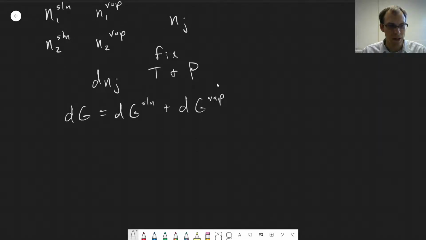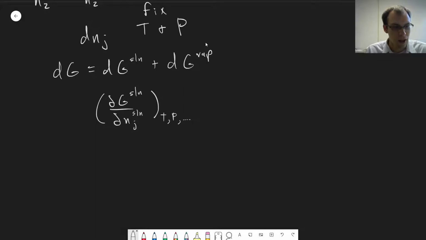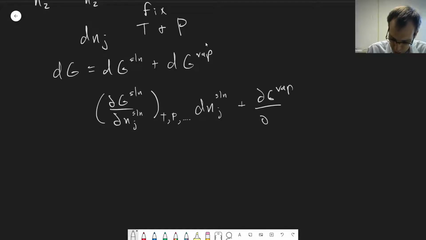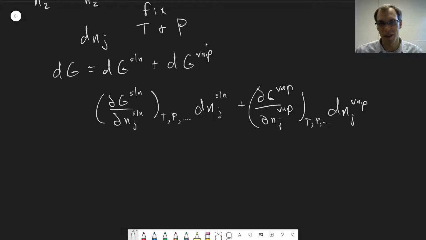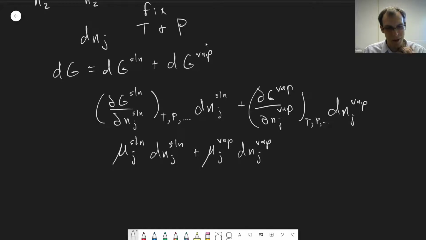And then we can go ahead and say that, okay, well, these dG values are going to be, right, how does G of the solution change with the number of moles of component J in the solution, keeping temperature, pressure, etc. constant, times the change in the number of moles of J in solution, plus dG vapor over dNJ vapor, keeping temperature, pressure, etc. constant, times dNJ vapor. Right, so this should look familiar. We've seen something like this when we were talking about single component systems, right? Here we have chemical potential of component J in solution times dNJ solution plus chemical potential of component J in the vapor times dNJ vapor. Hopefully you're seeing a trend here, right? That this is something we've seen before.